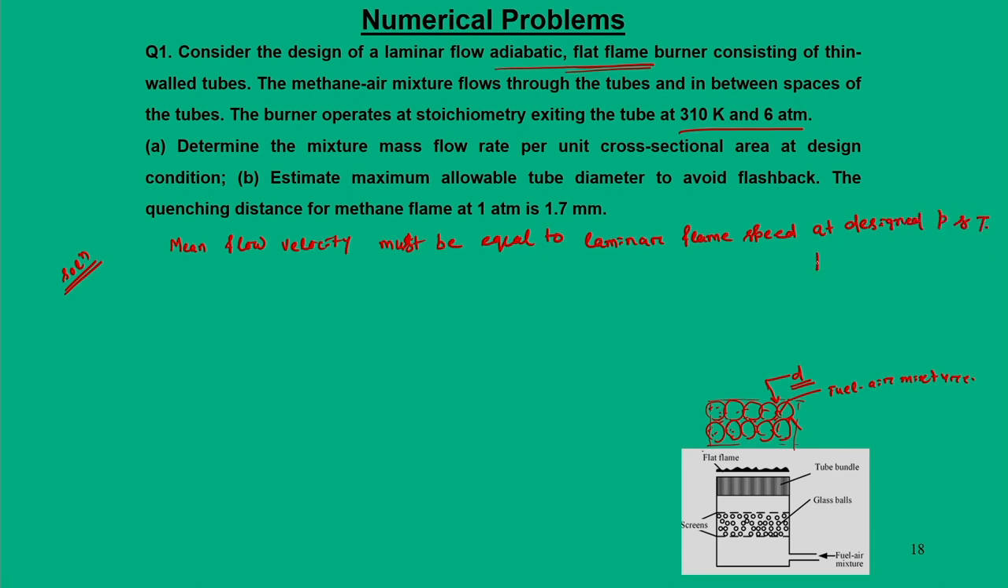So, our design pressure P is 6 atmosphere, temperature is 310 Kelvin. So, the Vu and SL relation has to follow. And we know the dependence of SL. We can say SL is equal to 43 by square root of P, from one of our previous relations for a laminar flame, where the laminar flame speed depends on pressure, and P is in atmosphere.